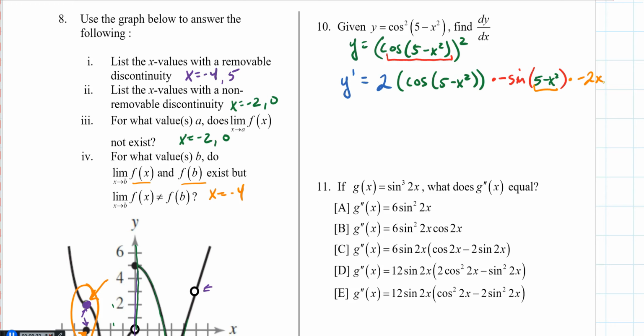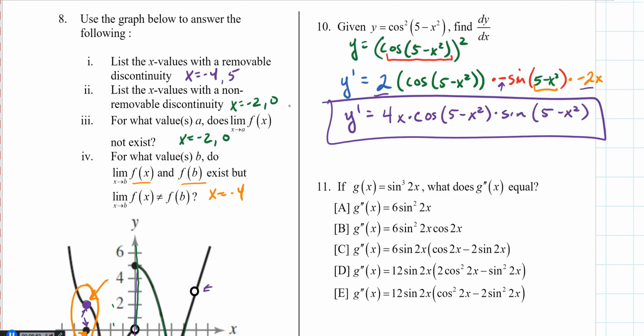So that's my derivative. Now I just have to simplify it. Y prime is equal to 2 times negative 2x times this negative here. So I get positive 4x. And then I have times the cosine of 5 minus x squared times sine of 5 minus x squared. And that is my derivative after I apply the chain rule twice.